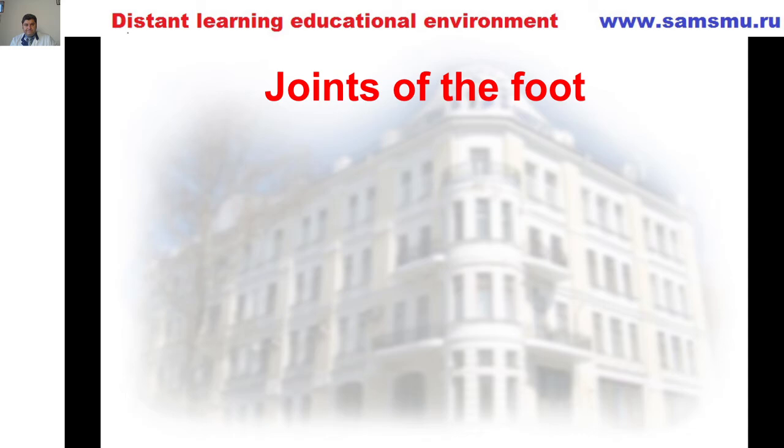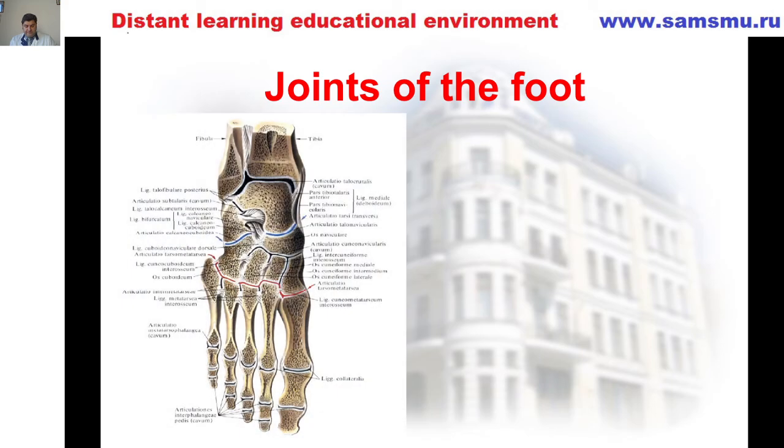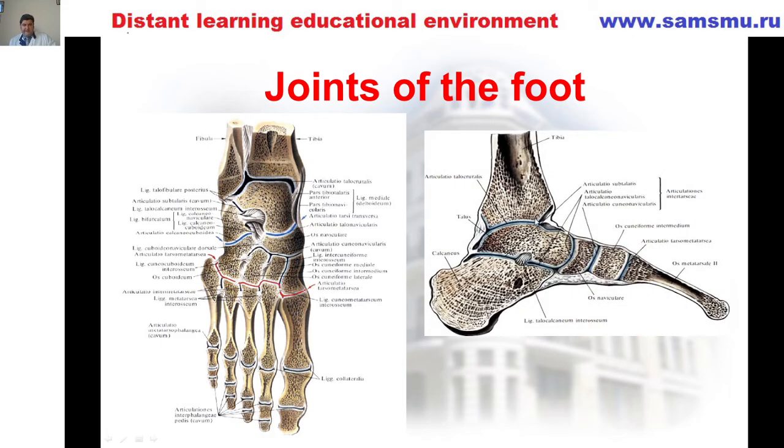Joints between leg bones and foot. Now we will talk about these joints. The talocrural or ankle joint. You may see this joint on these pictures.